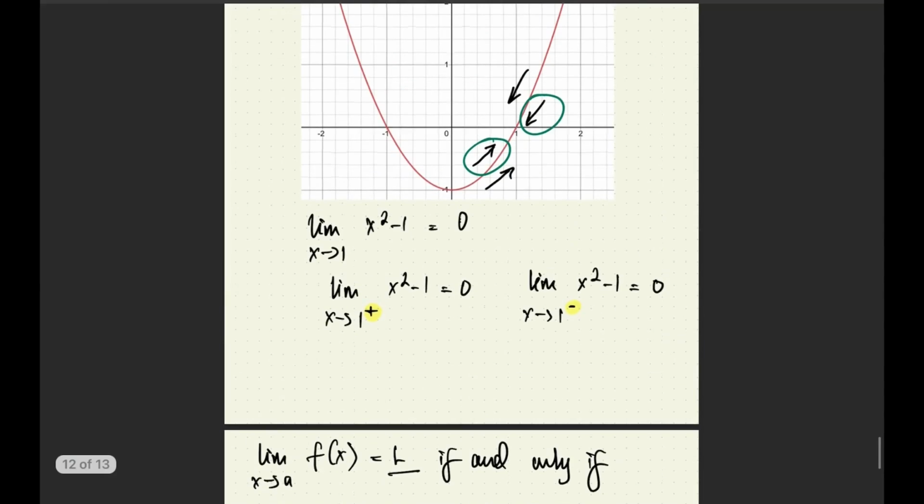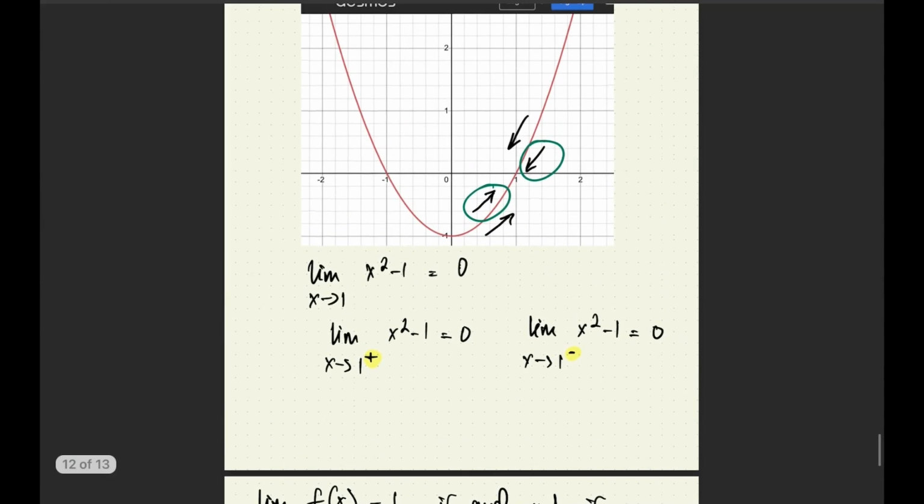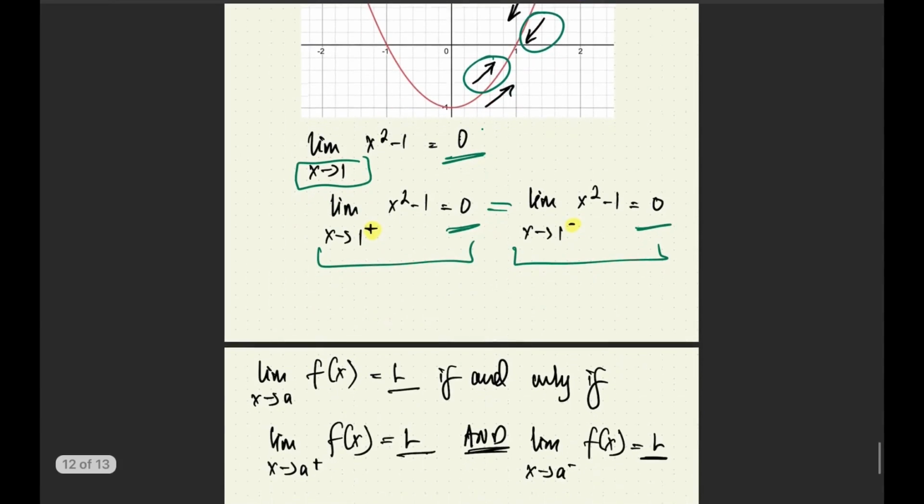Come back to the example that we just did. The limit as x approaches 1 from the right-hand side over here is equal to 0. The limit as x approaches 1 from the left-hand side equals 0. The one-sided limits are equal to each other. So therefore, we can generalize this to the limit as x approaches 1. Since the one-sided limits are equal, the overall limit as x approaches 1 is equal to 0. So that is the whole concept of one-sided limits.